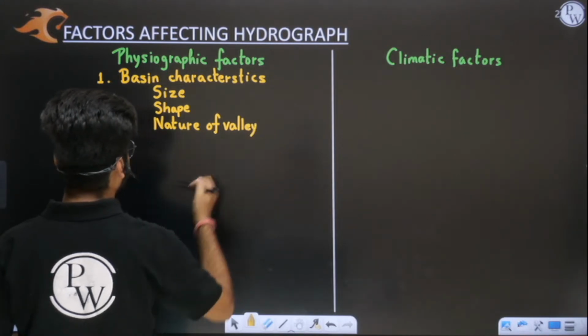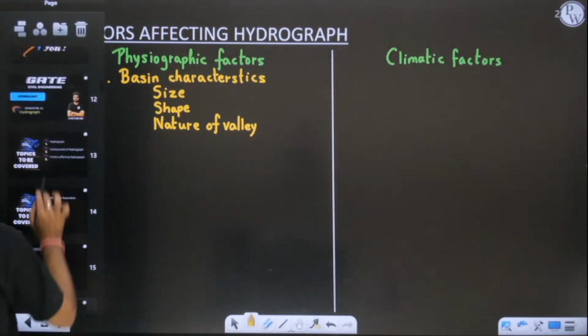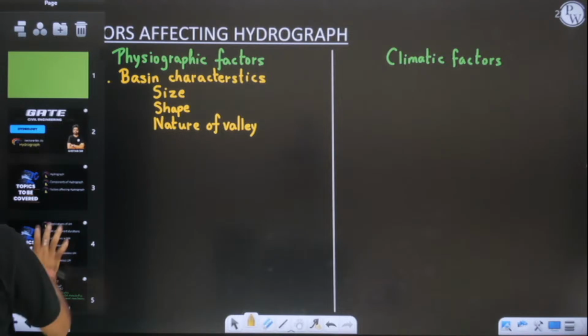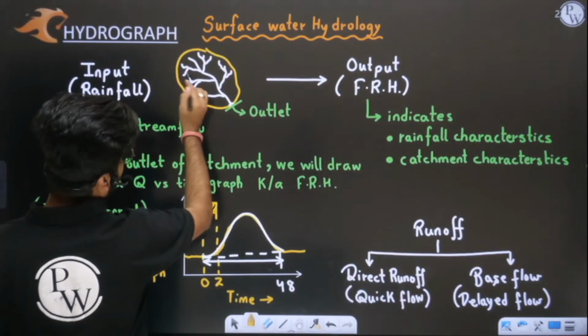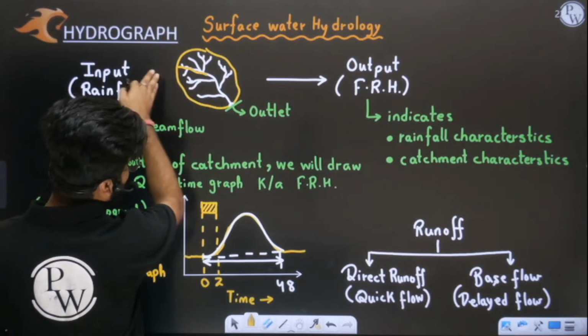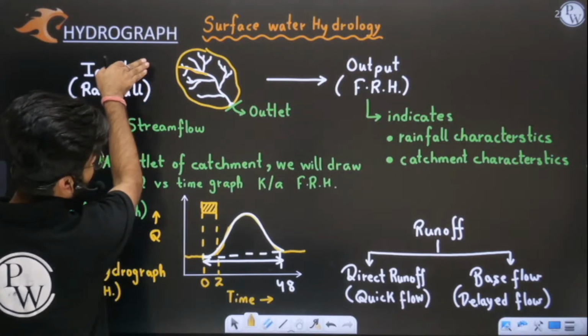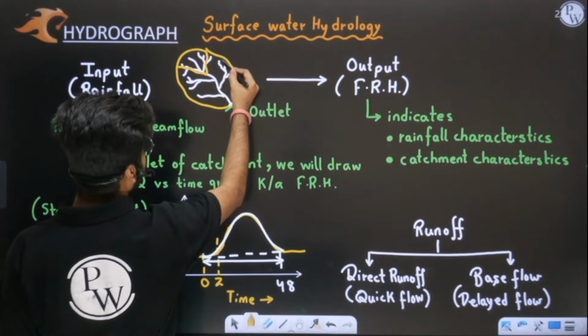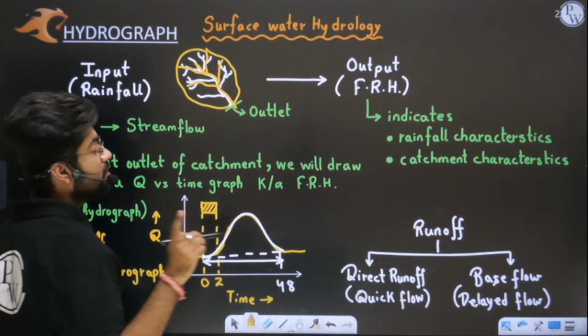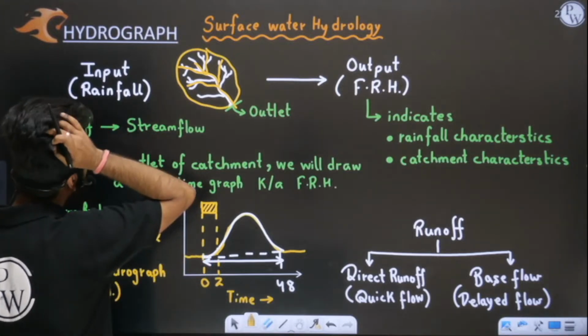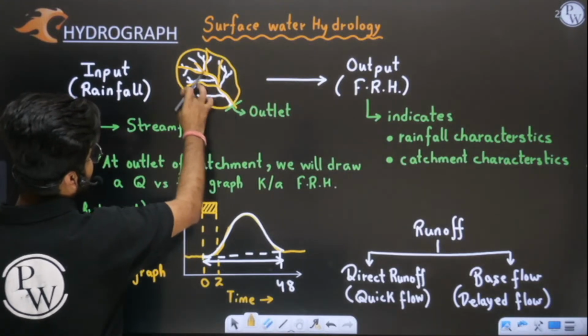I hope you all know what valley is. In this catchment area, this portion is at a higher elevation and water flows down along the side slopes to the valley line. This is your valley line. I have already explained the catchment concept earlier in this hydrograph topic. So this is your valley line and this is your ridge line.